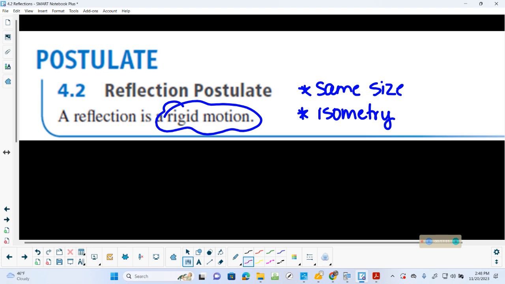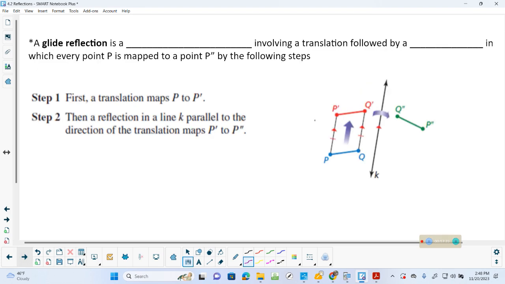Okay, the last thing I'm going to show you, we're really going to live on the edge now, kids. We're going to do a translation, left, right, up, down, and then we're going to do a reflection. Ooh. Which we call a glide reflection. First you glide it, then you reflect it. Okay, so a transformation involving a translation, up, down, left, right, followed by a reflection. And of course you're just going to do these in the order they give you.